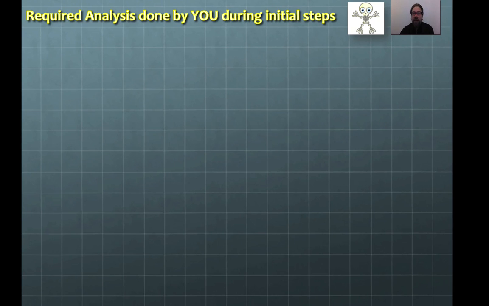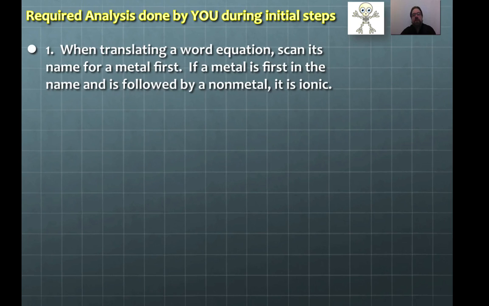The next thing that we have to understand is that you have had ionic compounds, covalent compounds, diatomics, and acids taught to you. So what that means is that you're expected to know how to do certain things when translating your word equation into your skeleton equation. So let's go over some of those key pieces. First, when translating a word equation, scan its name for a metal first. If a metal is first in the name and followed by a nonmetal, it's ionic. So you learned this in the ionic chapter.